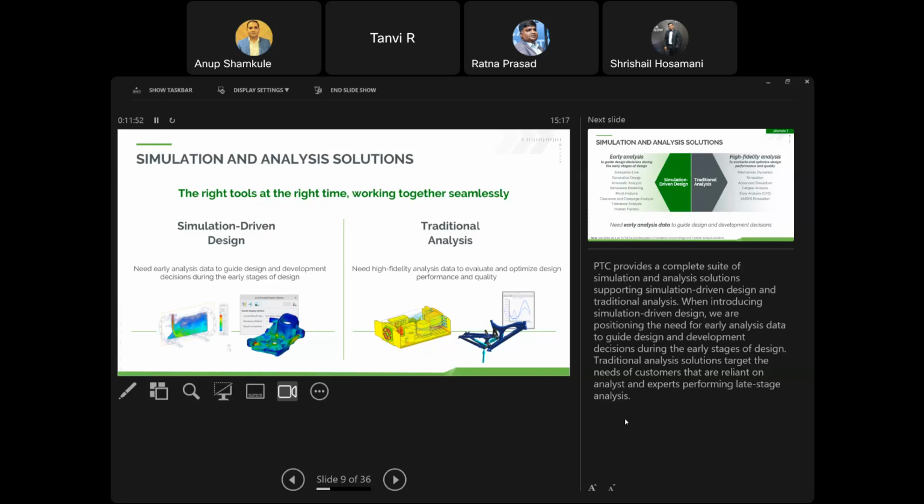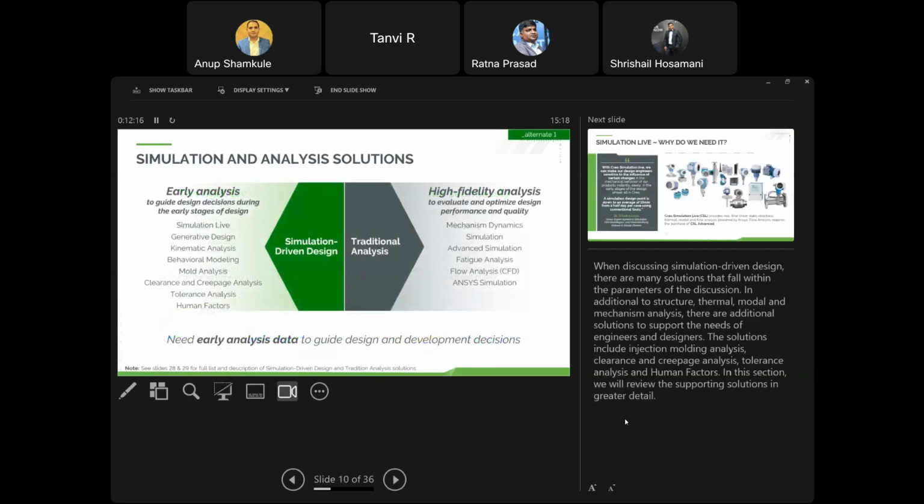When we are introducing simulation driven design, we are positioning the need for early analysis data to guide design and development. In terms of traditional analysis, we target the needs of customers that rely on analysts and experts performing late stage analysis. So it depends on the requirement, the need, and the stage that we are in, and depending on that, we choose the different solutions that we can use here.